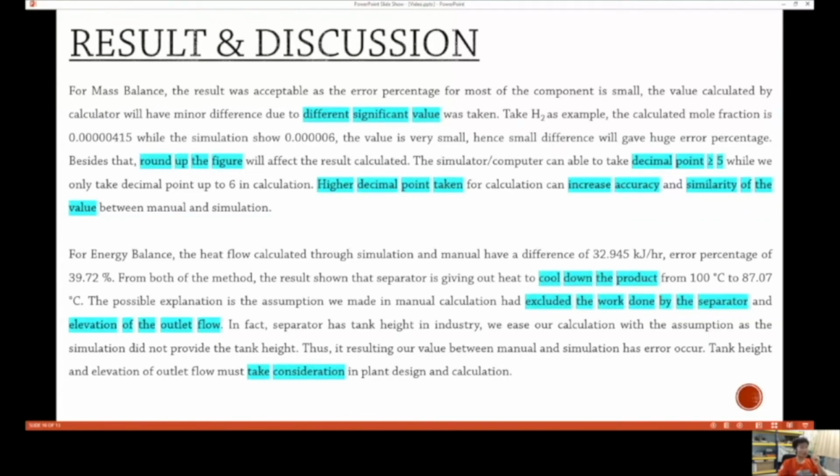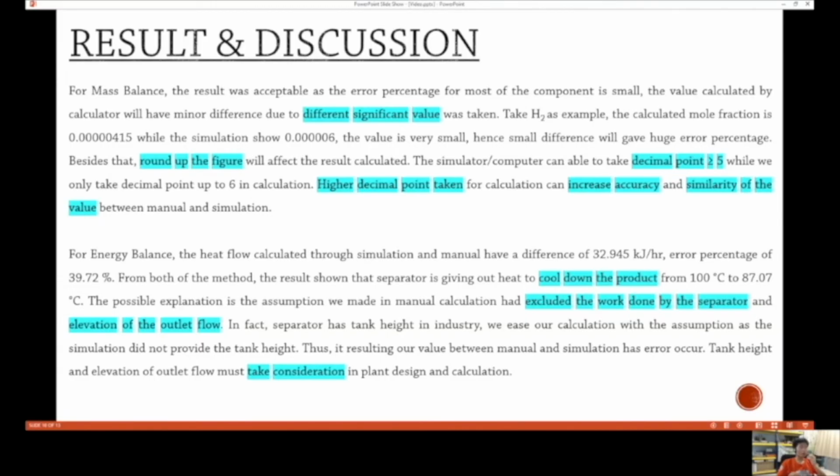Besides that, rounding up the figures will also affect the calculator result. This was because the simulator or computer was able to take decimal points beyond 5, while we only take decimal points up to 6 in calculation. So in fact, a higher decimal point taken for calculation can increase the accuracy and also improve the similarity between manual and simulation calculation. Next, for energy balance, the heat flow calculated through simulation and manual has a difference of 32.945 kilojoules per hour, showing an error percentage of 39.72%.